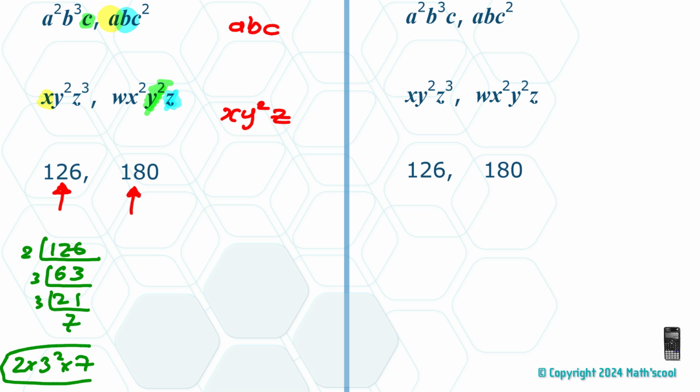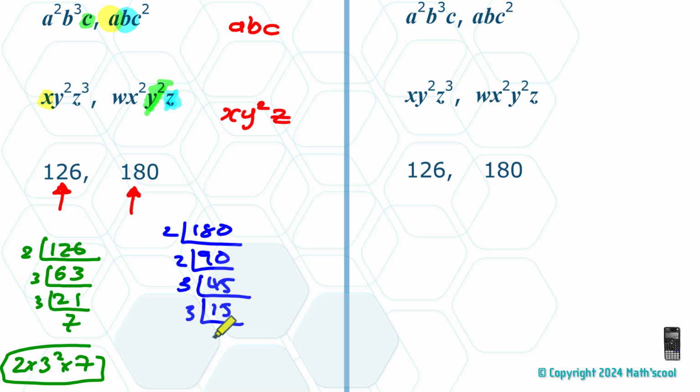So that's the first number. Let's do the second number. 180. 2 goes into that, 90. 2 goes into that, 45. 3 goes into that, 15. 3 goes into that, 5. We've got down to a prime number, so stop. And so the prime factors of the second number are 2 squared times 3 squared times 5.